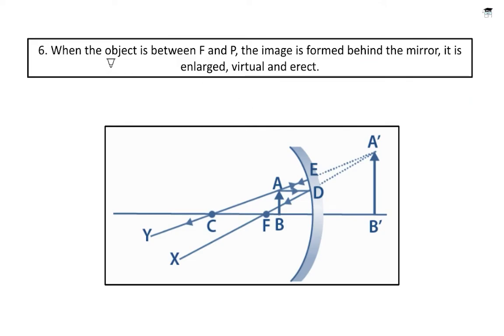Let's look at the image of this case when the object is between F and P. So the object is between F and P, here somewhere. We have again taken the same two rays: the one which is parallel to the principal axis, and the other one which passes through the center of curvature. An image is formed behind the mirror. It is enlarged, virtual and erect.